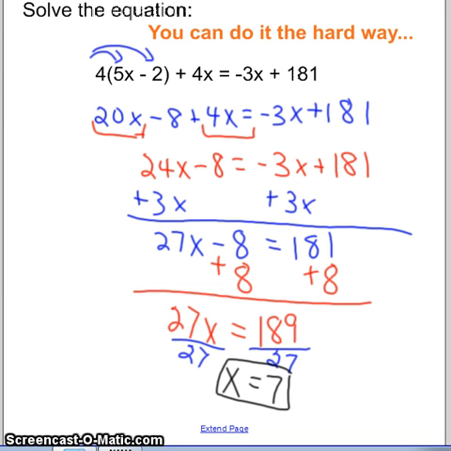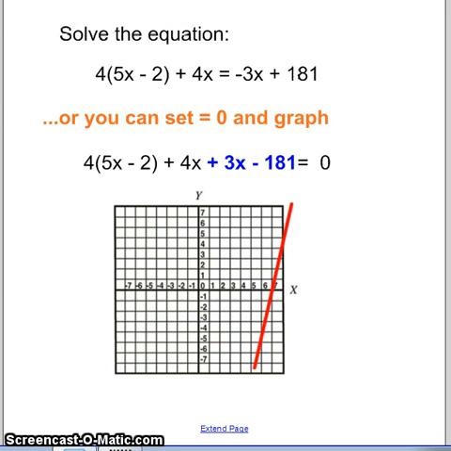Some of you still prefer to do it this way, but I would recommend that we just start doing them the easy way, which is solving the equations by graphing. When you do it that way, all you have to do is set the equation equal to 0. You're going to move these terms over to the other side until you're left with nothing on the right, thus it's equal to 0. So if it's negative 3x on this side, it becomes 3x on the other side of the equal sign. If it's 181 on this side, it becomes negative 181 on this side.